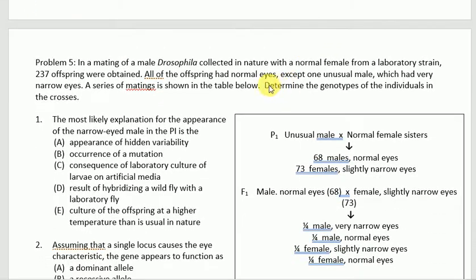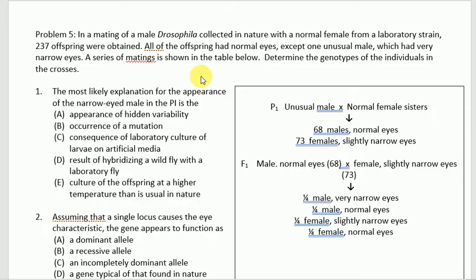Okay, so problem 5. In a mating of a male Drosophila, I think I said that wrong, but regardless, it's a fruit fly, collected in nature with a normal female from a laboratory strain, 237 offspring were obtained. All of the offspring had normal eyes except one unusual male which had very narrow eyes. A series of matings is shown in the table below. Determine the genotypes of the individuals in the crosses.